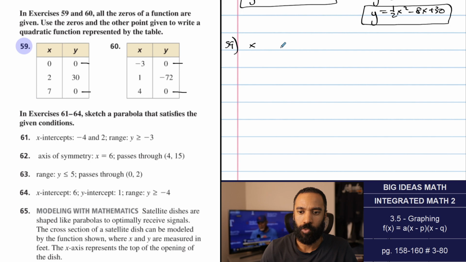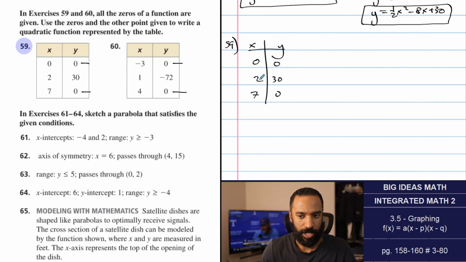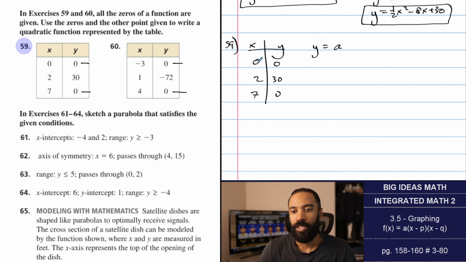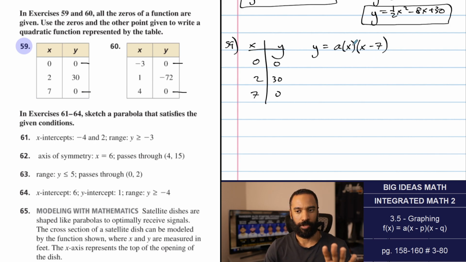So this xy here means we're going through the points 0, 0, 7, 0, and 2, 30. That means these are the intercepts here. These are the zeros. So as far as an equation goes that I can begin with, I can say y equals a times x, if x equals 0, then x is one of your factors, right? A times x minus 7. So that's the one little tricky part, right? But that's one of the zeros there.